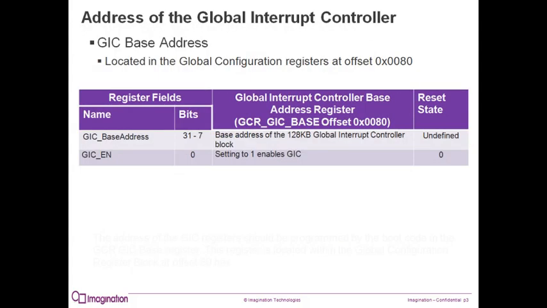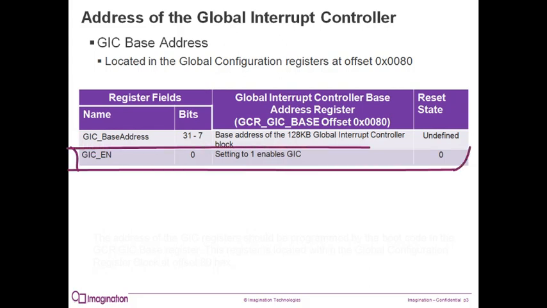To get started using the global interrupt registers, you must first know where they are in the memory map. The address of the GIC registers should be programmed by the boot code in the GCR GIC base address register. This register is located within the global configuration register block at offset 80 hex. As you can see from the table, the address is on a 128K boundary, so the lower 7 bits will always be 0. This leaves space for additional information in the register.